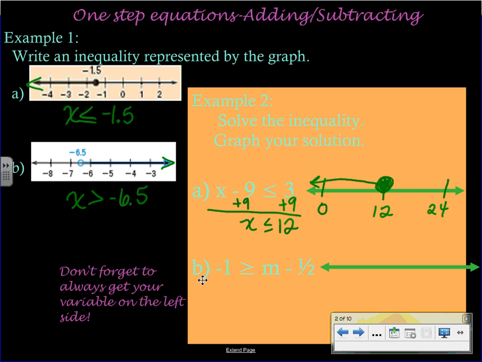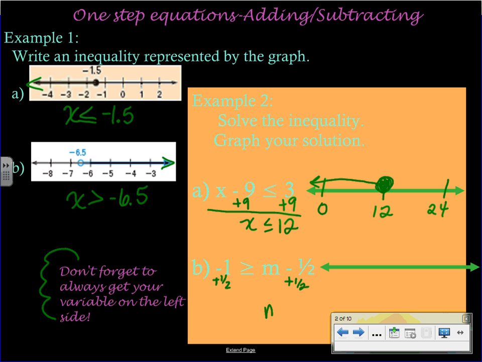Here we go with B. Again, we have the m on the right-hand side. So this is where what I wrote here in purple says don't forget to always get your variable on the left side. So I'll do that once we get done here, and I'll show you why. So here again, we're going to add 1/2 to each side.